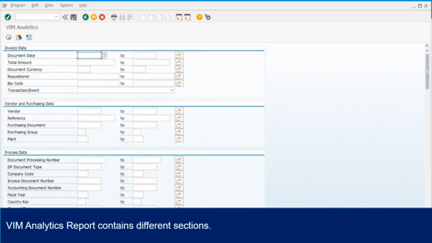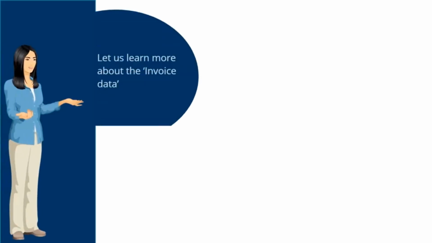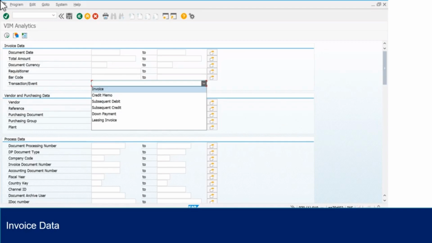/n/opt/vim_vatu. VIM Analytics report contains different sections: invoice data, vendor data, process data, accounting data, due date, work item data, document dates and process flow to search for invoices or VIM transactions. Each section will be explained in detail in this module. Let us learn more about invoice data.